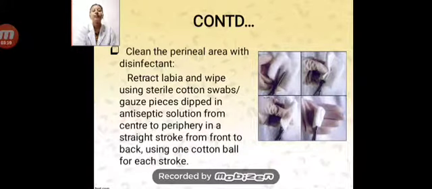We have to clean the perineal area with the disinfectant. We can use an antiseptic solution like betadine solution. For this, we have to retract the labia and wipe using sterile cotton swabs or gauze pieces as shown in the figure. We have to hold it with an artery forceps, and clean from the center to the periphery in a straight stroke from the front to the back as shown in the previous slides, and we have to use only one cotton ball for each stroke.